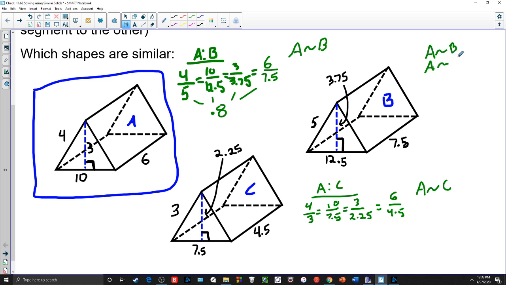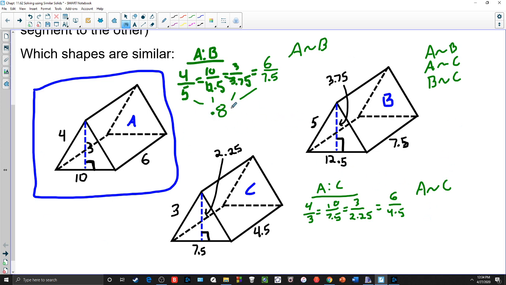A is similar to C, which again, by transitive, because similarities are transitive, that means B is also similar to C as well. So if A is similar to B and A is similar to C, that means these two are similar to each other as well. So I don't necessarily need to go back and check them again, because that will already do it for me. So all three of these shapes are similar to each other.